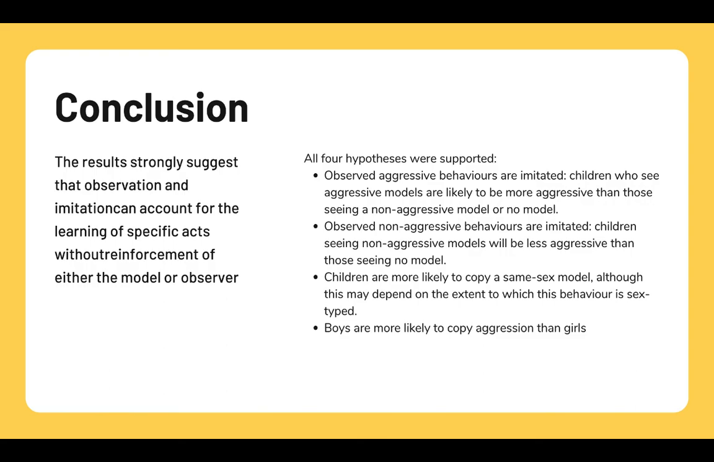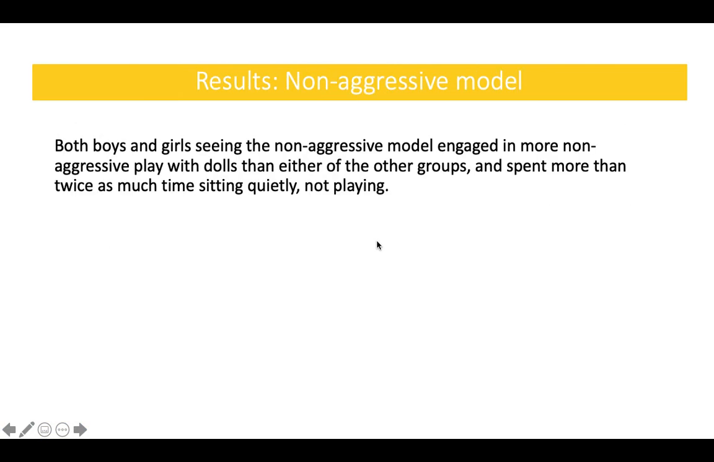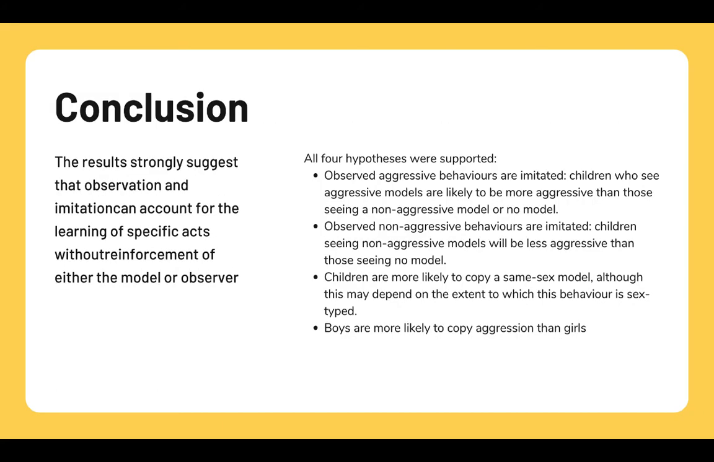Okay, so all four hypotheses were supported. Observed aggressive behaviors are imitated. Children who see aggressive models are likely to be more aggressive than those seeing a non-aggressive model or no model. Observed non-aggressive behaviors are imitated. Children seeing non-aggressive models will be less aggressive than seeing no model. They will spend more time sitting down. Just now, when we look at it, where was it? Oh, here. They've spent more than twice as much time sitting quietly and not playing compared to the control group. So the control group were a little bit aggressive towards the Bobo doll, okay? But the non-aggressive models, they just played non-aggressively.